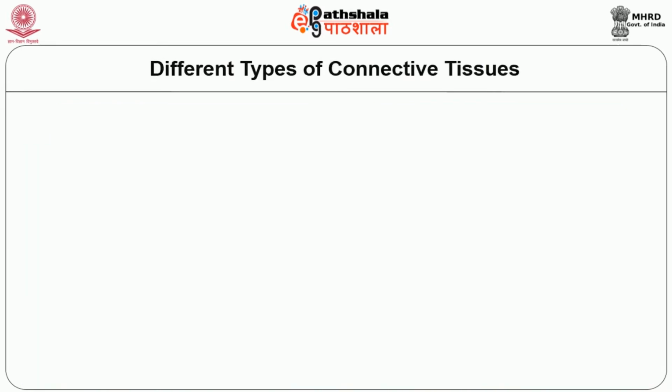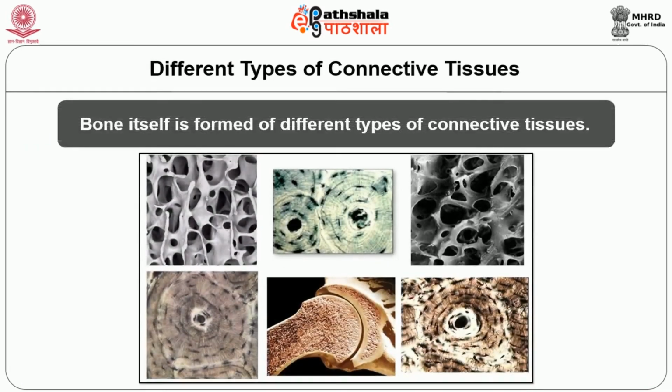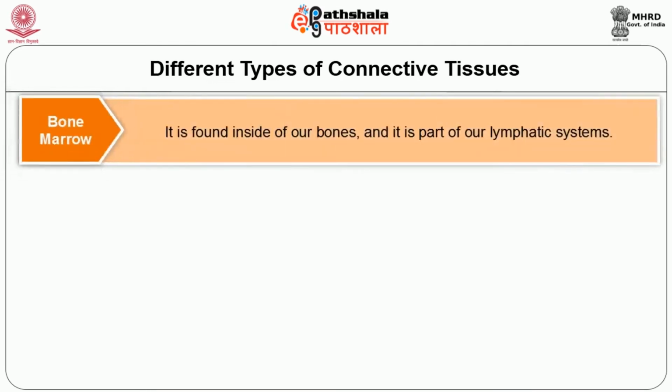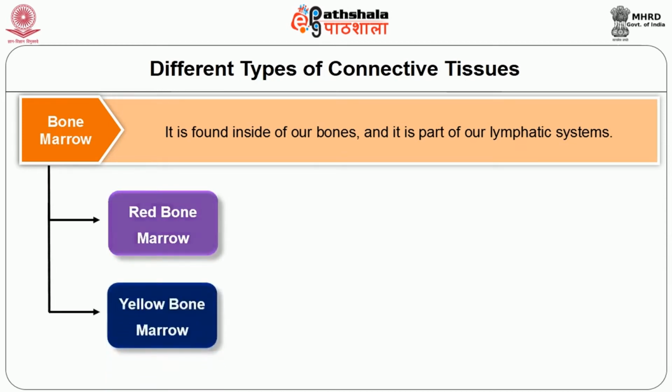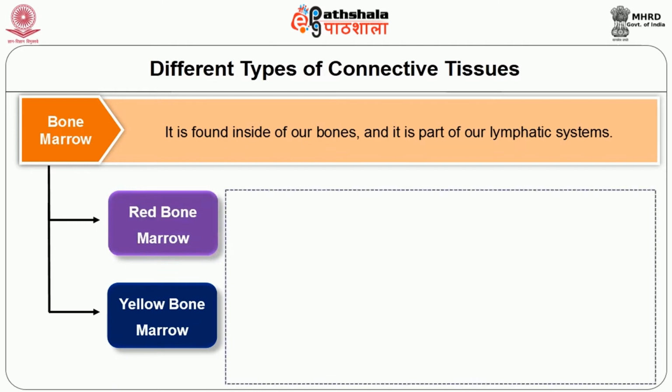The bone itself is formed by different types of connective tissues. It is classified as bone marrow. It is found inside our bones and is part of our lymphatic system. There are two types of bone marrow, as I told, that is red bone marrow and another one called yellow bone marrow. Red bone marrow is the site of red cell formation, called hematopoiesis.